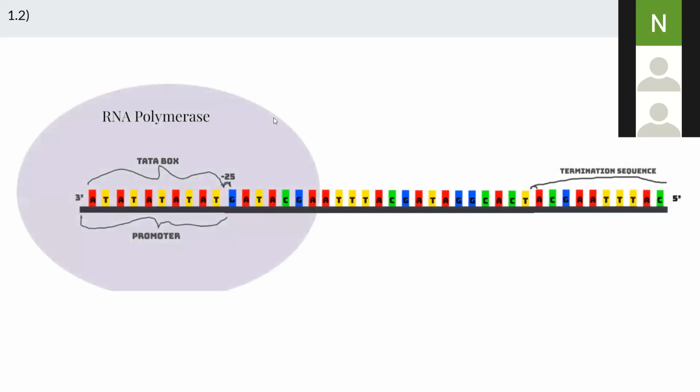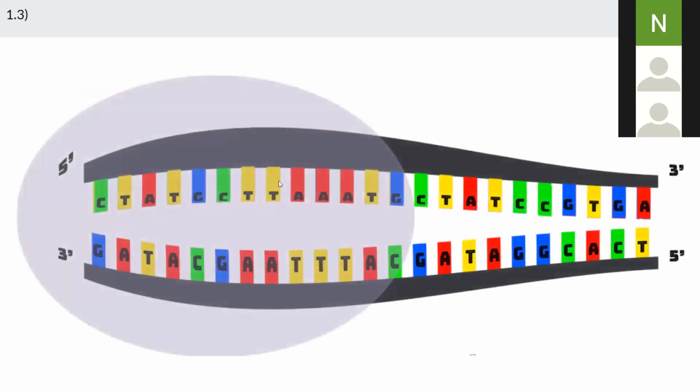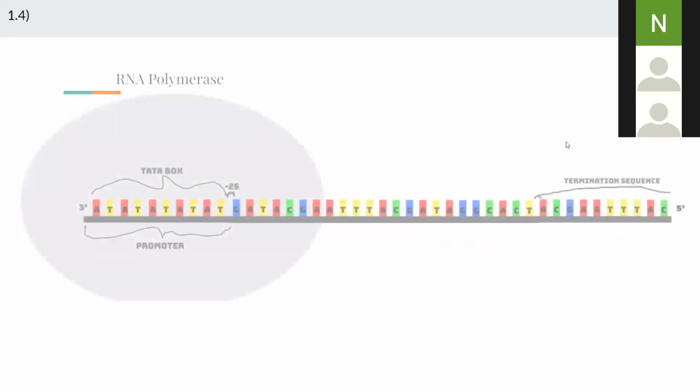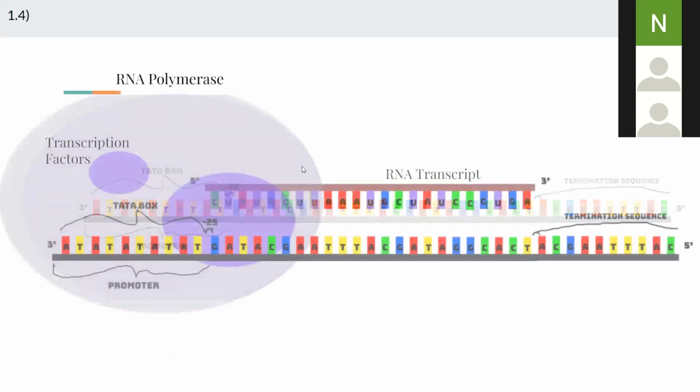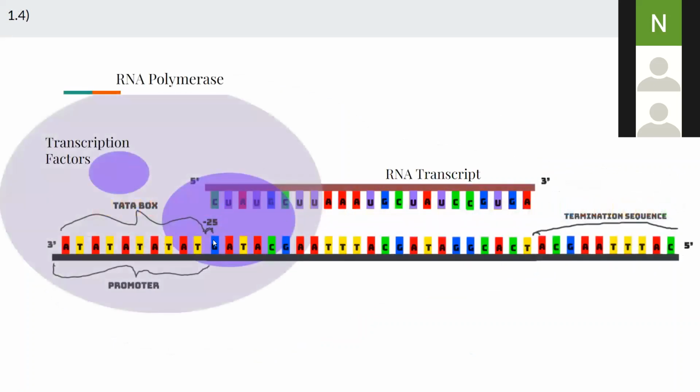Over here, we have RNA polymerase, obviously attached to the promoter area. And as you can see, the RNA polymerase kind of separates the 2 strands, the coding strand and the template strand. And over here, we have transcription factors, which are essentially proteins that help out throughout the whole process. And we have that RNA transcript being formed through the RNA polymerase.